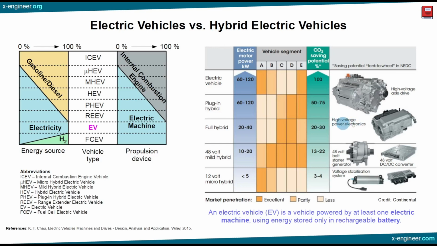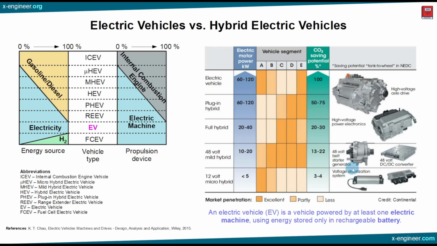The high voltage power electronics usually stands for inverters or DC-DC converters. For 48 volt systems, we have a dedicated 48 volt belt starter generator. As I mentioned, this starter generator can generate torque and boost the overall powertrain torque, or can generate electricity and charge the 48 volt battery. For MHEVs, you also need a DC-DC converter because you want to take energy from the 48 volt and push it to the 12 volt system.